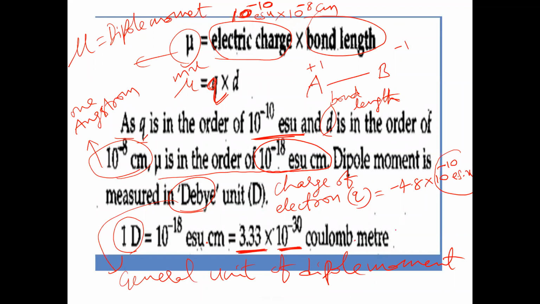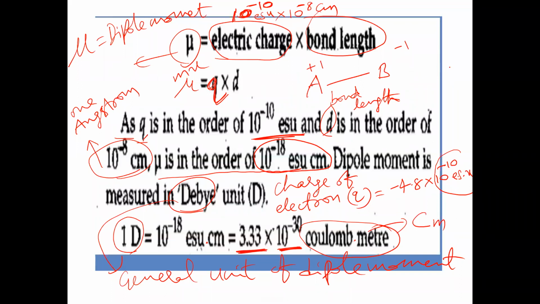A coulomb meter is represented by capital C for coulomb and small m for meter. Coulomb is the MKS unit of electric charge. Meter is the MKS unit of distance. Distance means bond length here. So coulomb into meter, Cm.